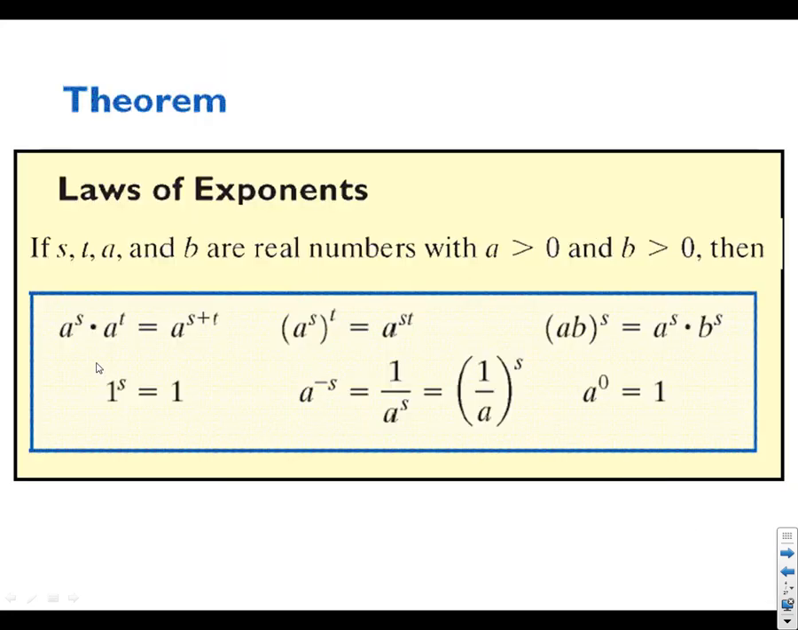All right, just a review here of some laws of exponents. If we have a to the s times a to the t, that's the same as a to the s plus t. A to the s, all raised to the t, is the same as a to the s times t. AB to the s is the same as a to the s times b to the s. 1 to anything is 1. A negative means reciprocal, flip it over, and anything to the 0 is 1.